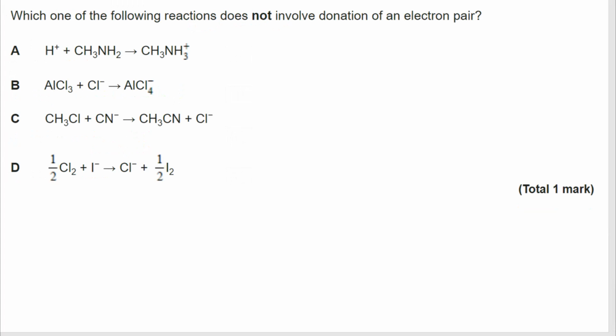So on this, it's a matter of working through and seeing which does not involve the donation of an electron pair. And if we take a look, we'll go through step by step. In A, this is clearly forming a dative covalent bond. The N is donating both electrons to that dative covalent bond. So definitely is not the answer because it does involve that electron pair. Now B is also a dative covalent bond. In AlCl3, my Cl- provides both of the electrons that form the final fourth Al-Cl bond.